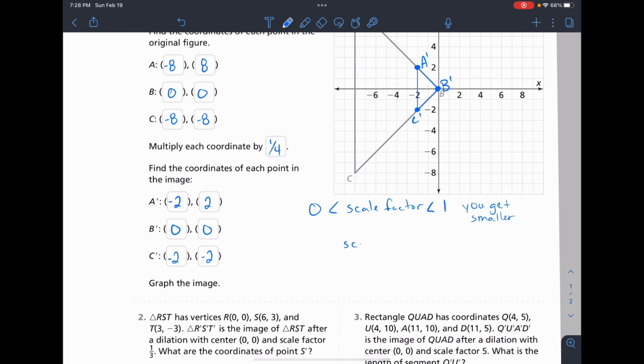If your scale factor is greater than 1, you get bigger. Okay? So if your scale factor is between 0 and 1, you get smaller. And if your scale factor is greater than 1, you're going to get bigger. And you'll see that as we go through these problems down below.